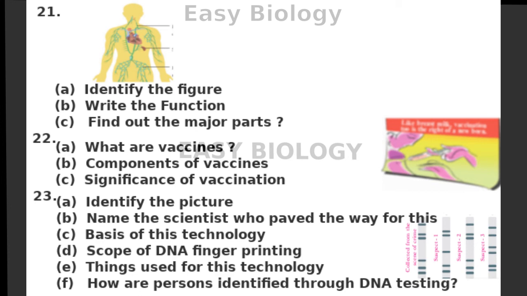Question 23e. Things used for this technology. Answer: DNA of the skin, hair, nail, blood and other body fluids of the suspected persons. Question number 23f. How are persons identified through DNA testing? By testing the arrangement of nucleotides of the suspected one, the real person can be identified.